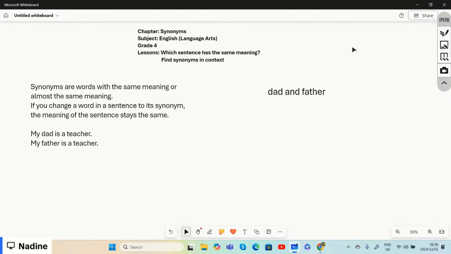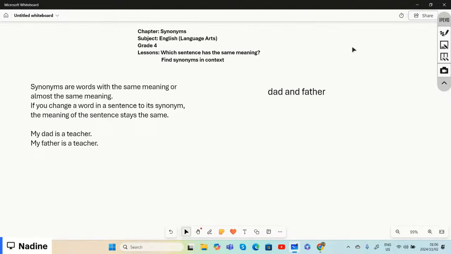All right, so a synonym, right? Synonyms are words with the same meaning, or words with almost the same meaning. And if you change a word within a sentence to a synonym, then the meaning of the sentence stays the same. But for now, synonyms are words with the same meaning or almost the same meaning.